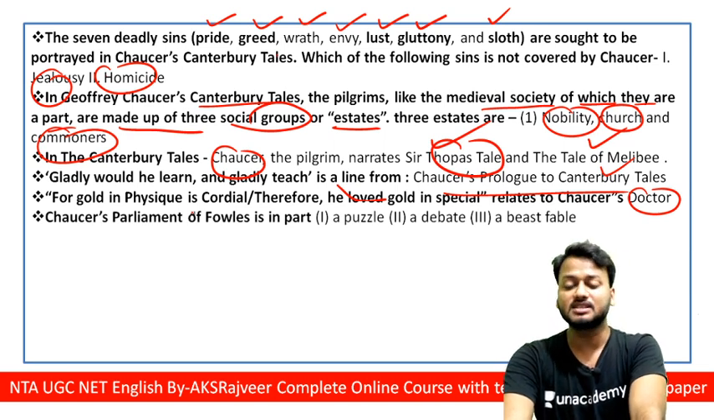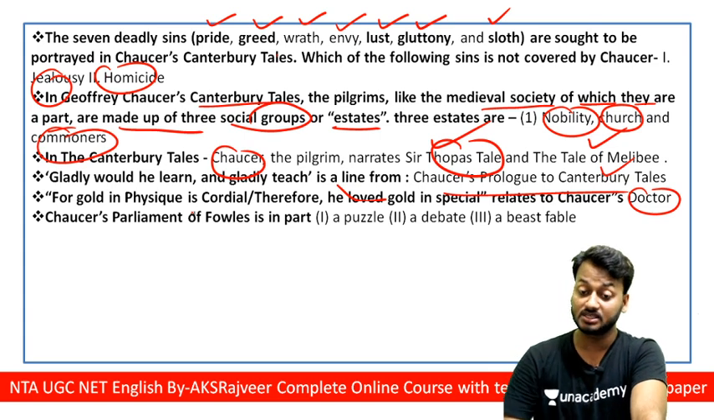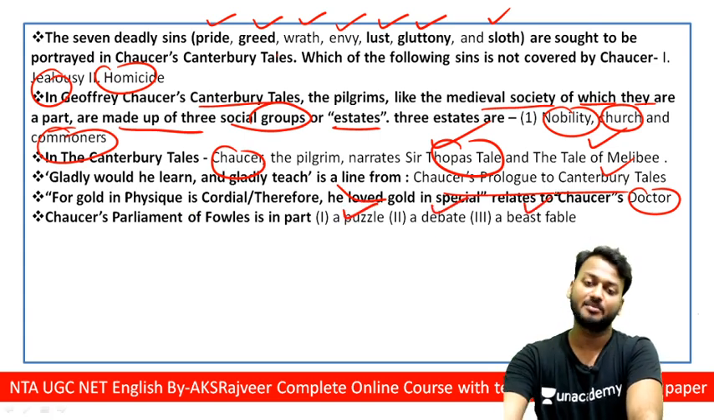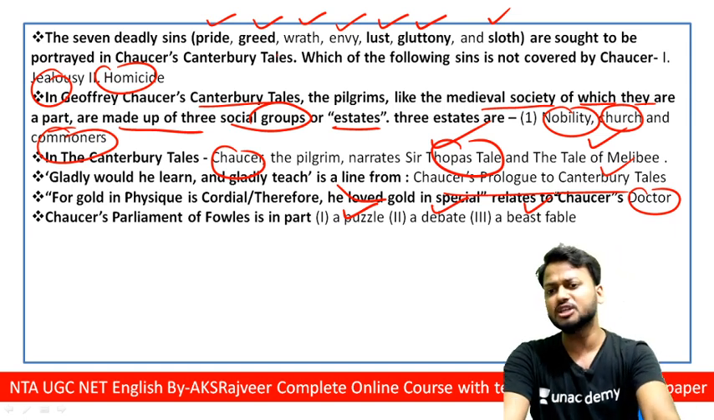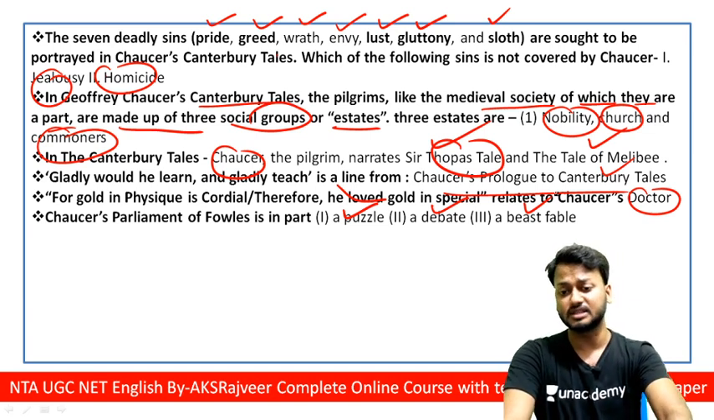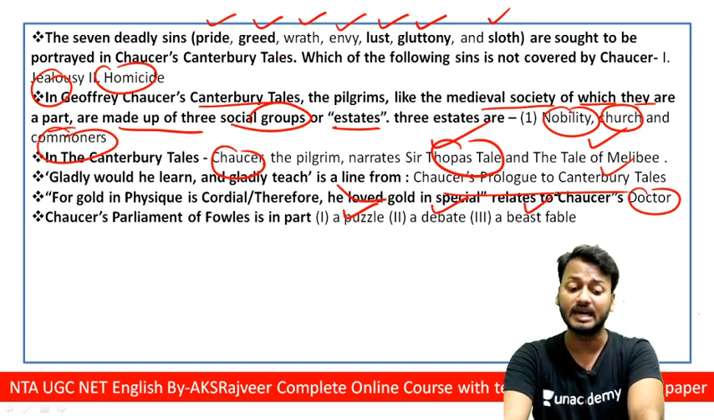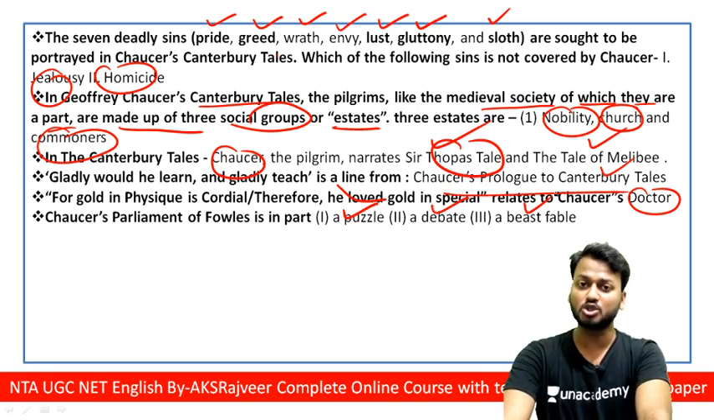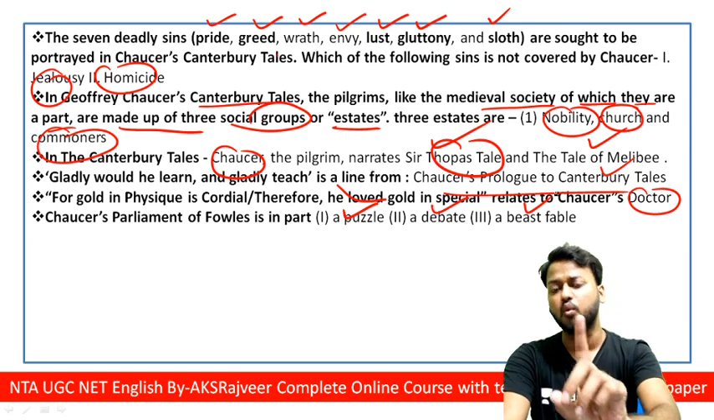See the next one. This is Chaucer's Parliament of Fowls, which is in part a puzzle, a debate, a beast fable. In the Parliament of Fowls, you are going to see a tale, learners, with two figures. This is a discussion between the eagles, learners, at the temple of Venus. So two male eagles like one female eagle.